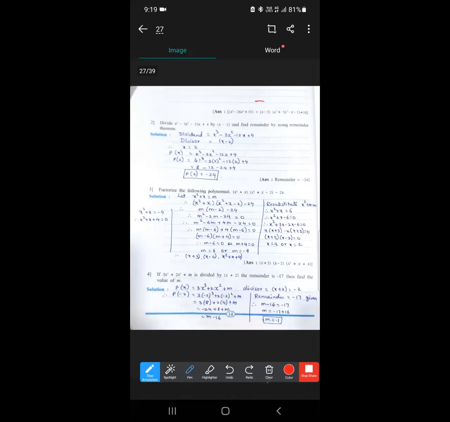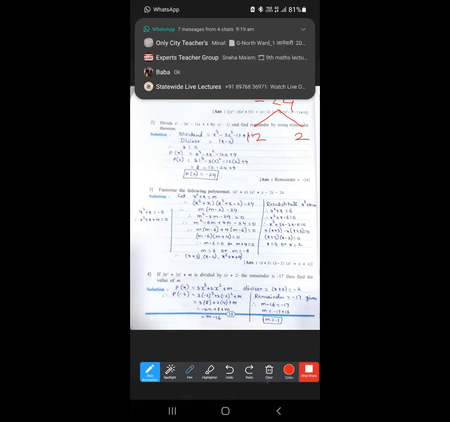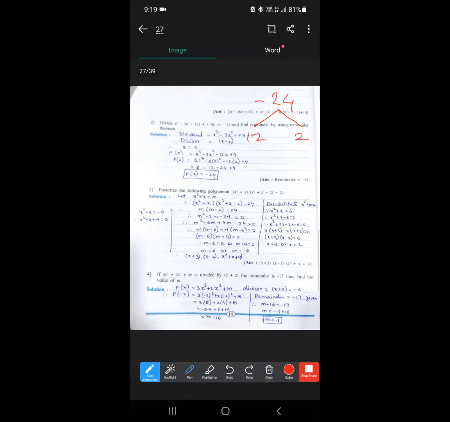Minus 24 can be written as 12 twos, 6 fours, 24 ones, or 8 threes. Now these are the factors.